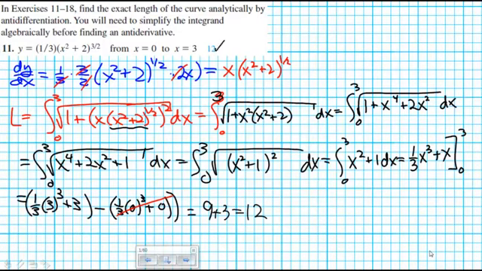And that happens to be the answer. What's that? So heavily contrived so that we get out of that nasty square root something that's actually integrable. All right, there's number 11.